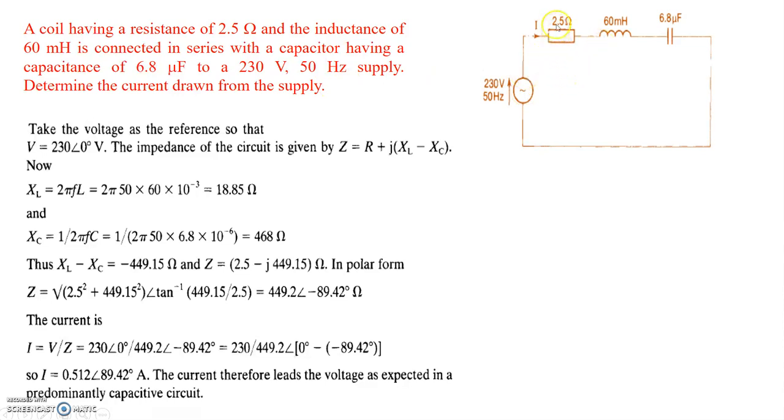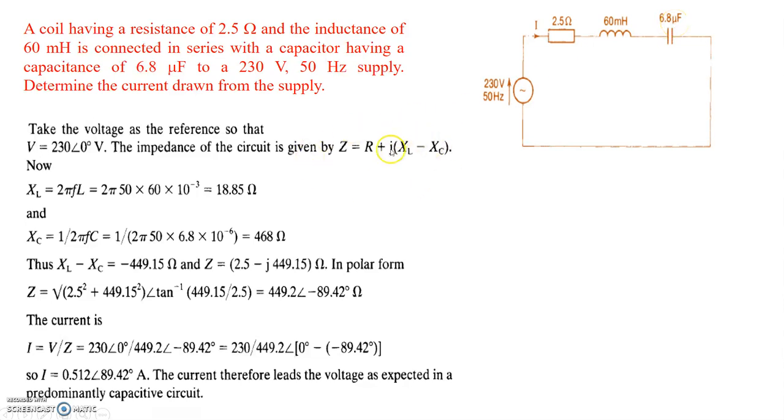To find the impedance, you need to find the impedance of the elements first, because the supply frequency is 50 hertz. Impedance of this is j omega L, and impedance of this is minus j by 2 pi fC. From this, jXL and minus jXC values are computed, and the net impedance of the circuit is written, which is equal to R plus jXL minus jXC.